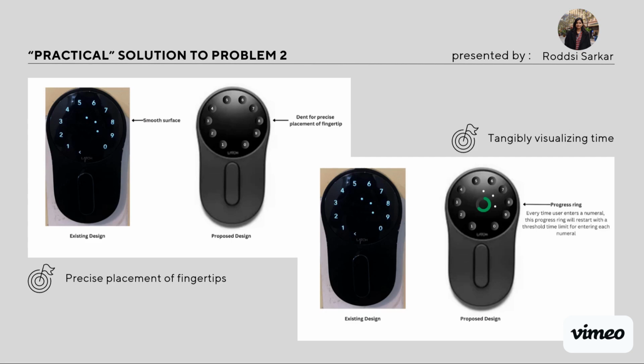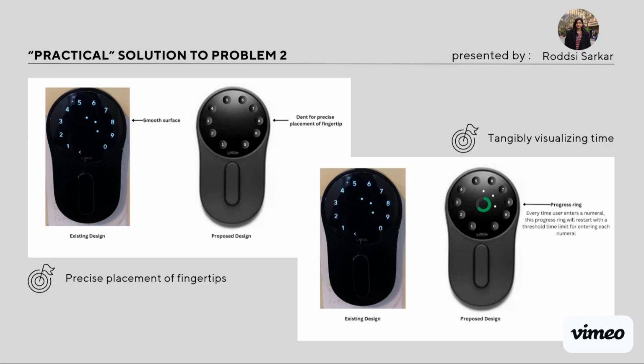Worse, what could happen is that he has to re-enter the digit if the exact pressure of the fingertip is off. Now, this is cumbersome and security-wise risky, as others could easily follow the pattern entered on the screen facing the users and others as well. To solve for precise placement of fingertips and tangibly visualize time while providing security from prying eyes, first, what we did was we added a dent or a bump for precise placement of the fingertip.